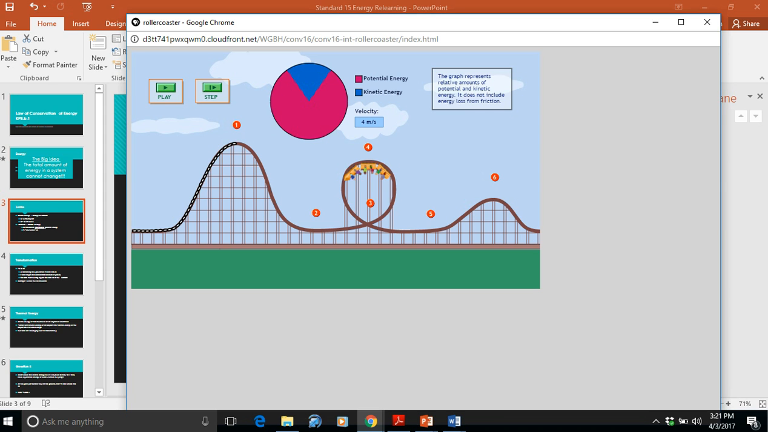Now, from 4, it's going to come down here and go to 5. The height is decreasing, which we should figure out means that potential energy will decrease. But again, the total can't change, so it's not just going away. It's going from the potential to the kinetic. So at the point of 5, this is where it's at its lowest point. If you look, 2 is just slightly higher. But at 5, it is at its lowest point, 100% kinetic. And at 6, its height increases, potential energy increases, but if potential increases, kinetic has to decrease.